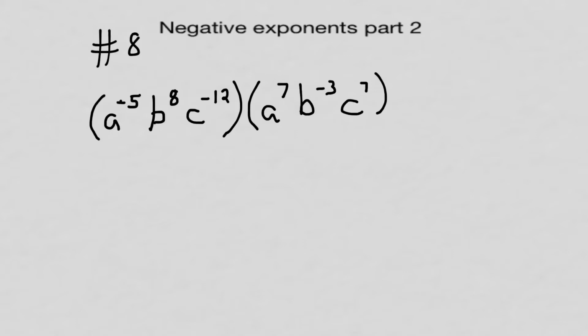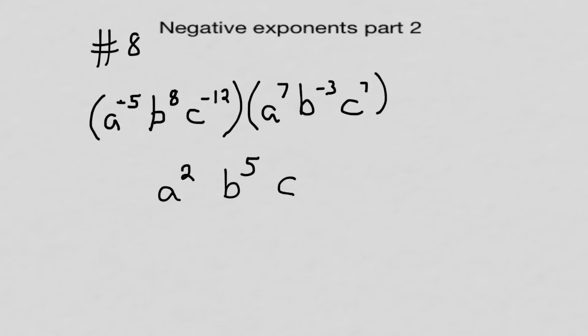All right, I'm going to do number 8 for you. This is the multiplication type problem where you're going to add the exponents. Add the exponents. So I've got A, and I've got my B's, and I've got my C's. I got negative 5 as an exponent on an A and a 7. I add those together. That's going to give me A squared. On the B's, I got 8, and I've got a negative 3 for an exponent. Add those together, and that's going to give me a 5.